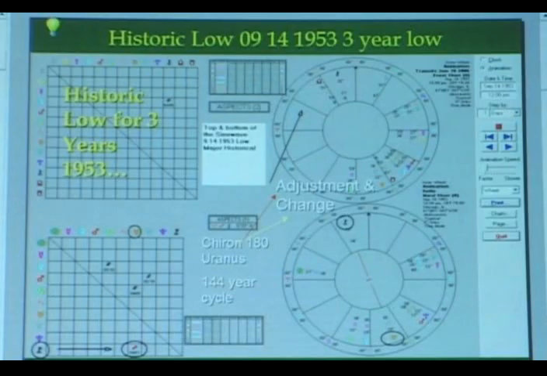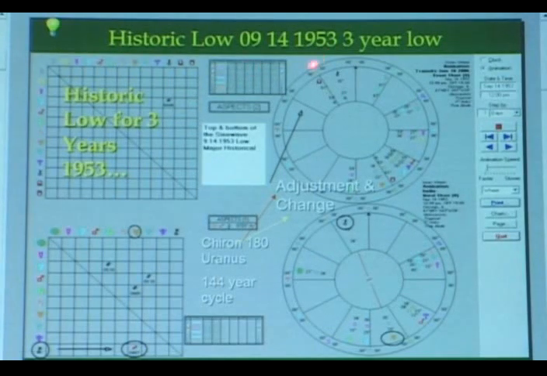Here's a historic low of 9/14/1953. I like to do some historic samples because it really shows how clear some of these cycles are and how often they repeat. These are quite powerful repetitions of cycles, and the concept that cycles do repeat is obvious, and I've shown and illustrated that in the last two slides.